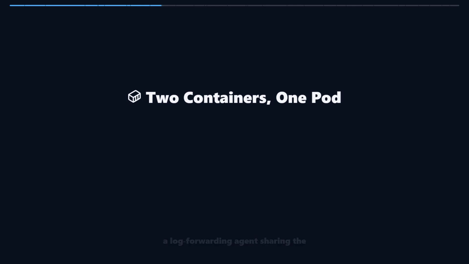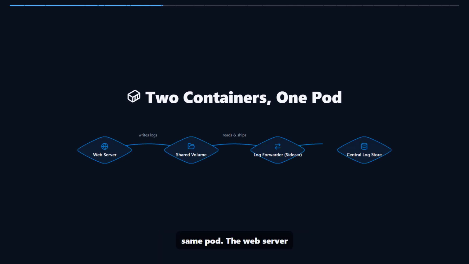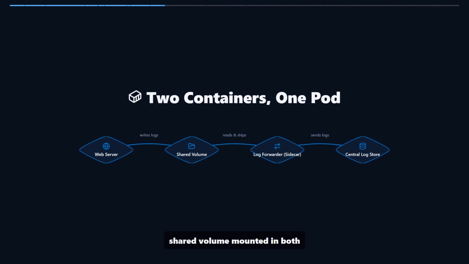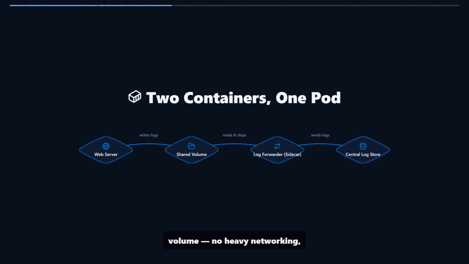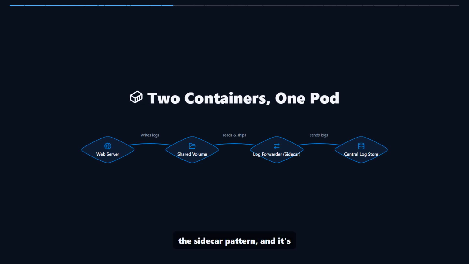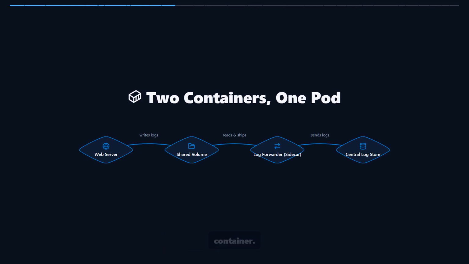Imagine a web server and a log forwarding agent sharing the same pod. The web server writes access logs to a shared volume mounted in both containers. The sidecar container reads those logs from the same volume and ships them to a central log store. Because they're in the same pod, they share the same network namespace and can easily communicate through the file system via that volume. No heavy networking, no separate services. This is the sidecar pattern, and it's one reason Kubernetes pods are more than just a single container.